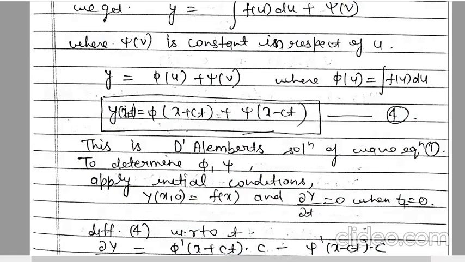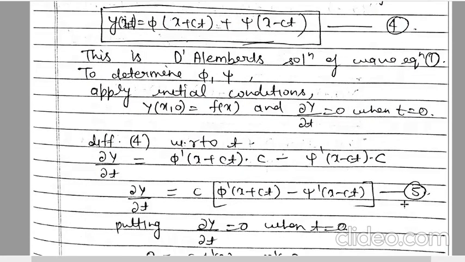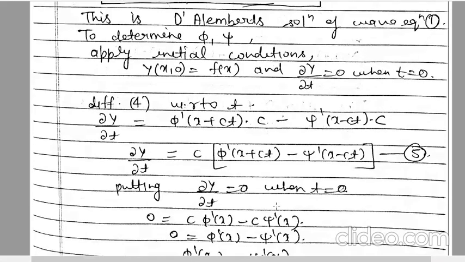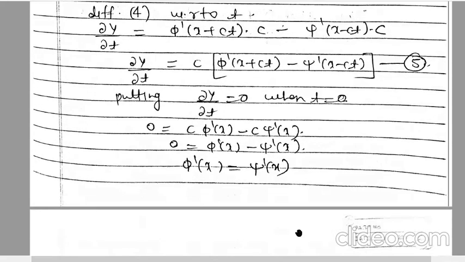So differentiating 4 with respect to t, because we need ∂y/∂t. So ∂y/∂t is equal to φ'(x+ct) into c minus ψ'(x−ct) into c. So in ∂y/∂t, c is common, then write outside. This is our equation 5. Now apply the condition ∂y/∂t is equal to 0 when t is equal to 0. So 0 is equal to cφ'(x) minus cψ'(x), and we can write φ'(x) is equal to ψ'(x), right?